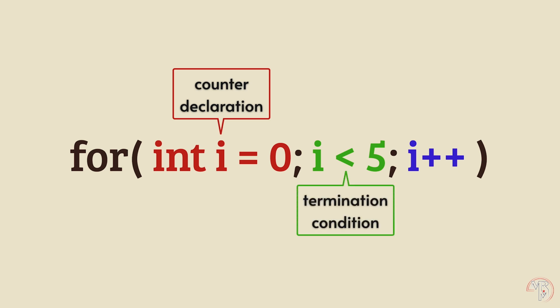The next part is the termination condition, meaning the loop will run as long as this condition is true, and will stop when this condition becomes false. So in our case, the loop will run if i is less than 5. Since the initial counter value is 0, and 0 is less than 5, this loop will run at least once. The last part is counter increment. This double plus is called the increment operator, and it increases the value of a variable by 1.